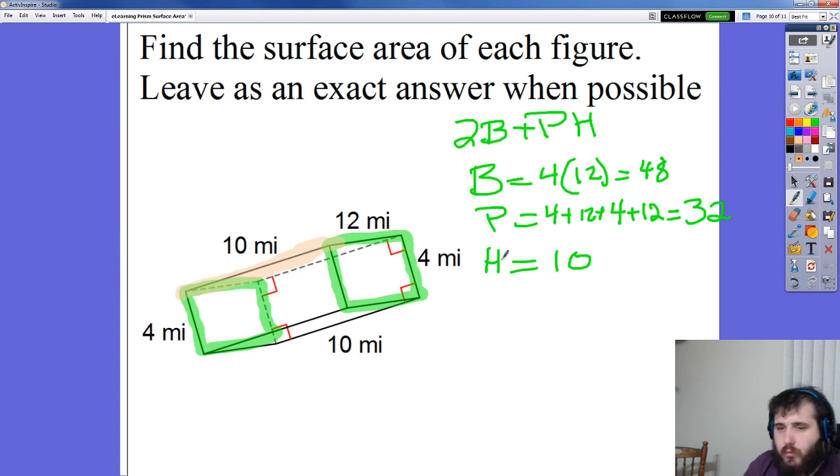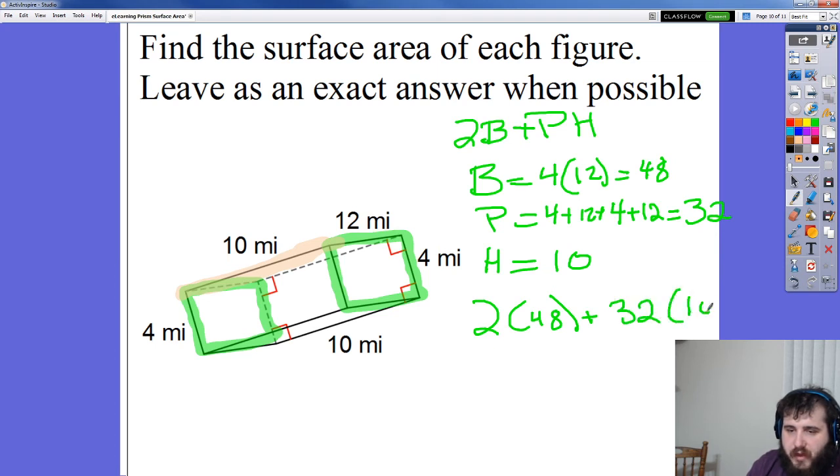And you could try this your own way, but as long as you get the same answer that I do, you know you probably did it just fine. So 2 times the base plus the perimeter times the height. So we got 96 plus 320, which I believe gives us 416 for our surface area. Once again, square miles.